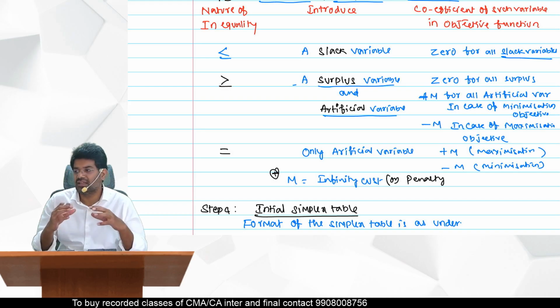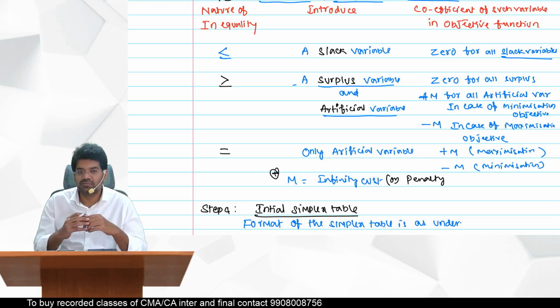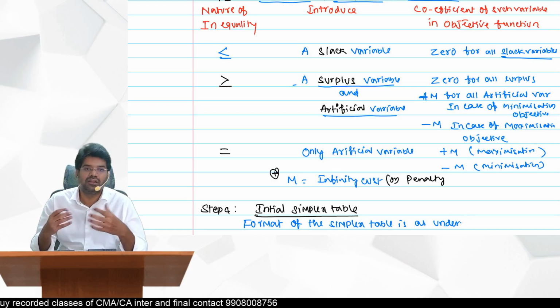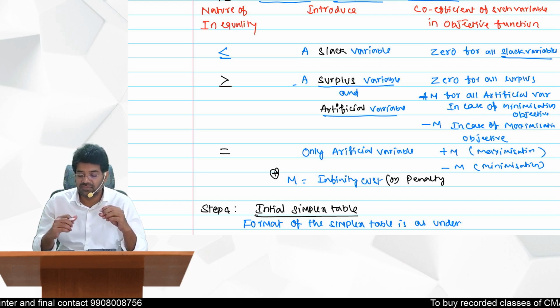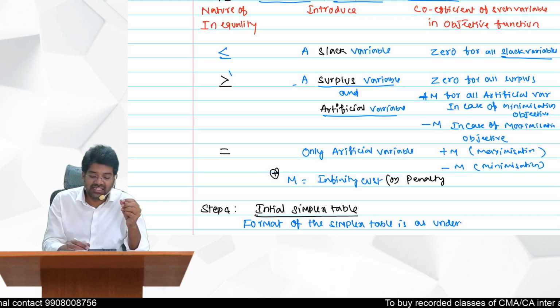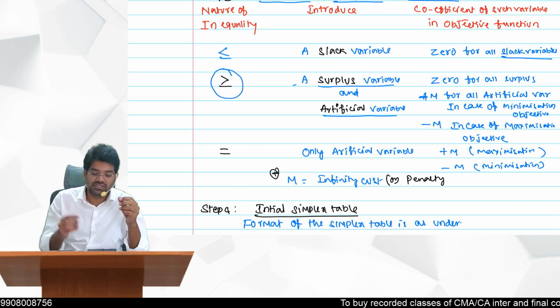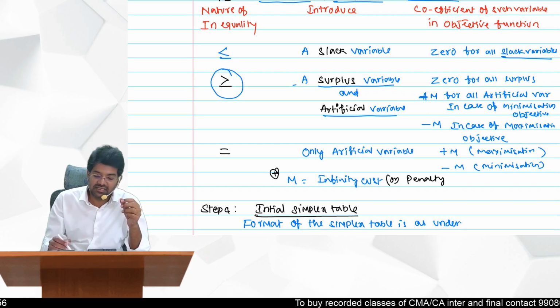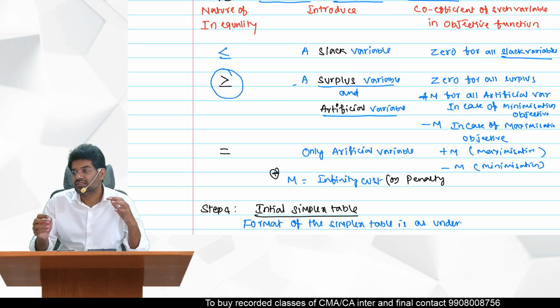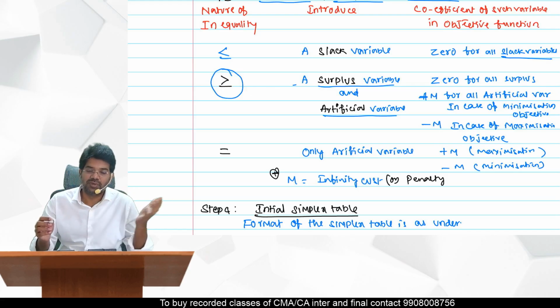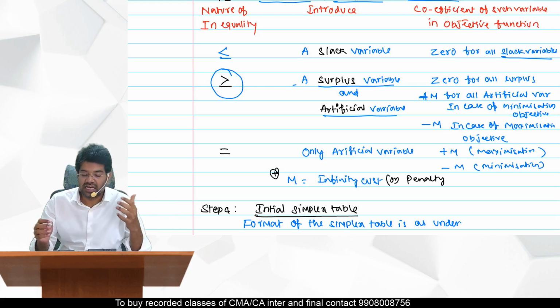In my regular class all these concepts are thoroughly explained, with the logic also, but here unfortunately we don't have sufficient time. But what you should know is, whenever you have a greater than sign, then we have to use a surplus variable as well as an artificial variable. The surplus variable should be deducted, whereas the artificial variable should be added.